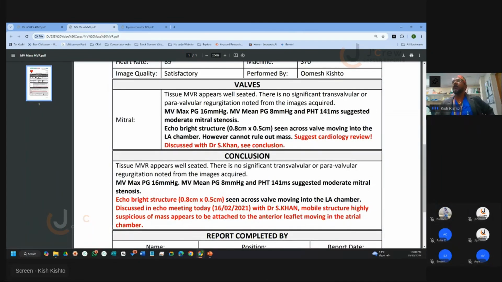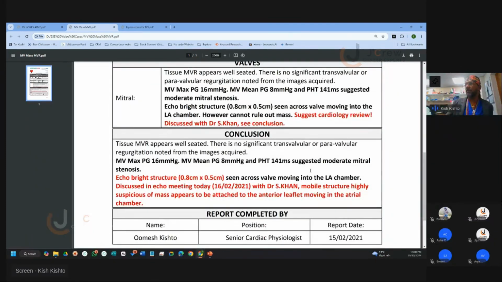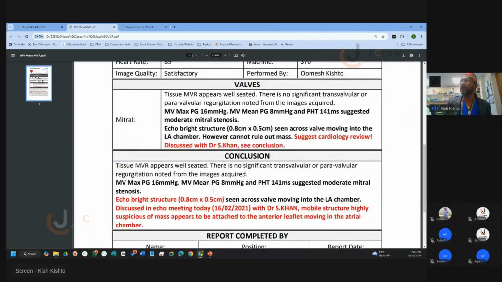So tissue MVR appears well seated, no significant valvular regurgitation, and the gradient. So I did say echo bright structure seen moving into the LA chamber, and that cannot rule out mass. And I did discuss it with the doctor. So we did discuss it with the doctor, and then at the meeting, mobile structure highly suspicious of mass appeared to be attached to the anterior wall leaflet moving to the atrial chamber. So that was the conclusion.